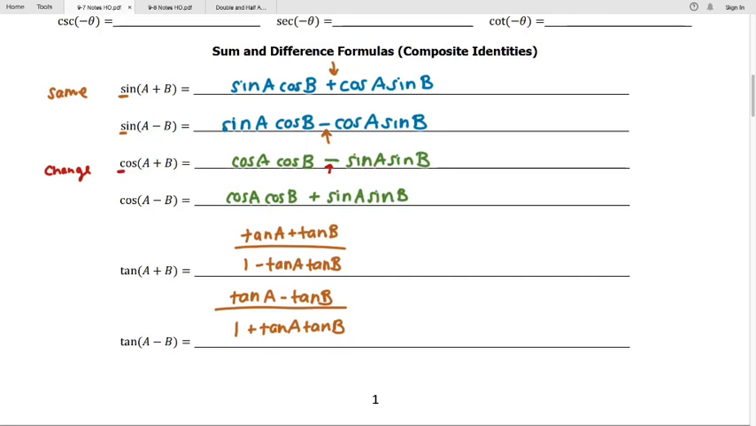All right, however you choose to remember it, make flashcards, sing a song. These are things you're going to use next year in pre-calculus as well. And sometimes they come up on the SATs.